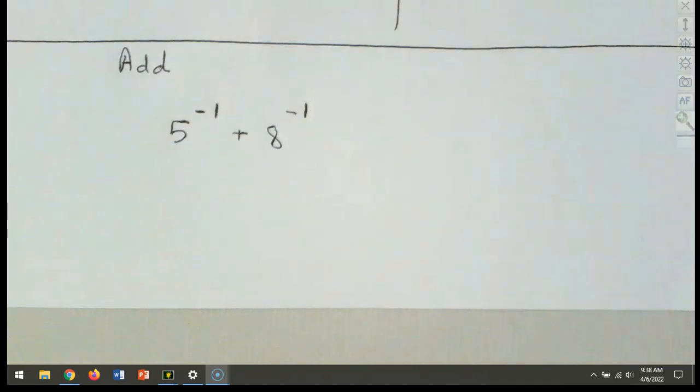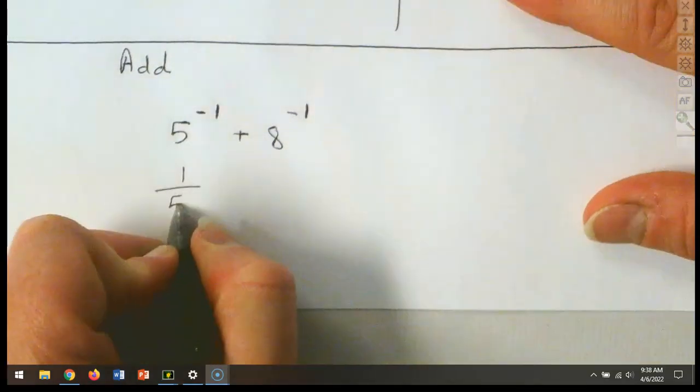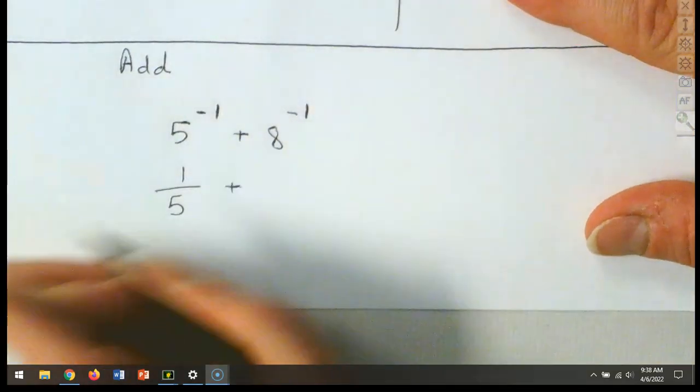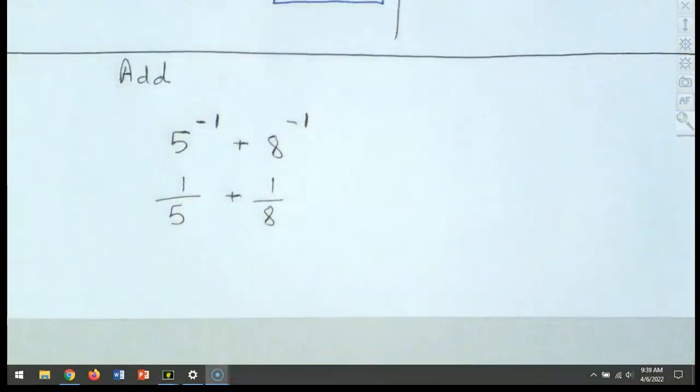Well, before we add, with order of operations, we've got parentheses, which we don't have, but then we've got exponents. So exponents are done before addition and subtraction. So we need to rewrite these without the negative exponents. So 5 to the negative first would be rewritten as 1/5, and 8 to the negative first would be rewritten as 1/8.